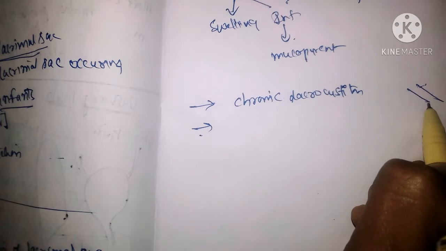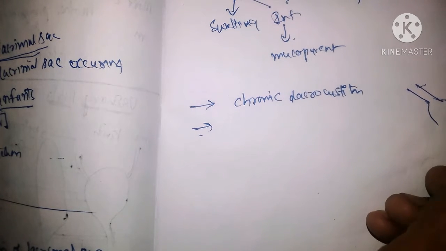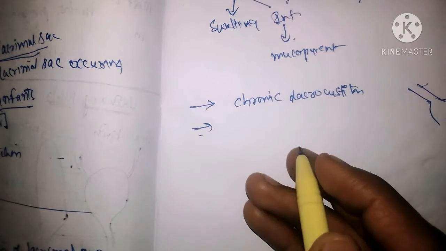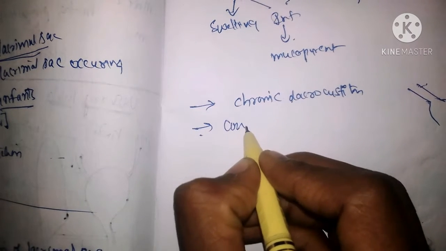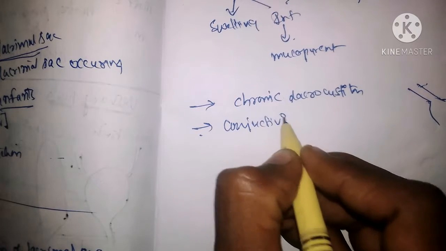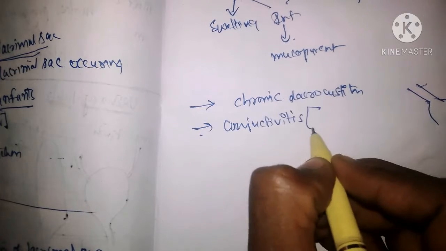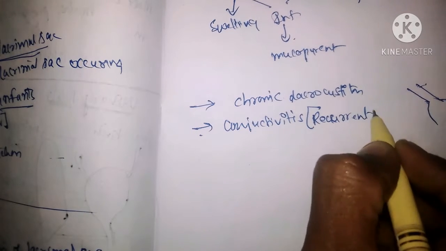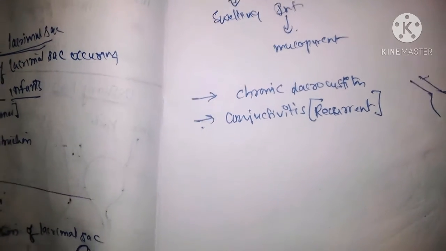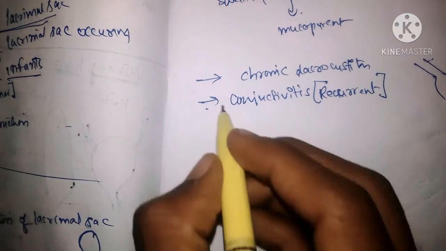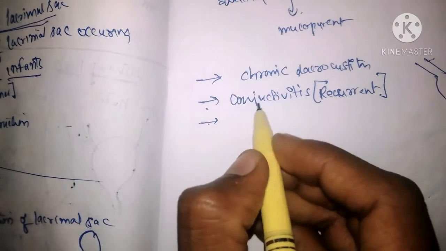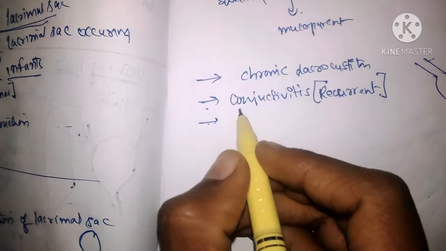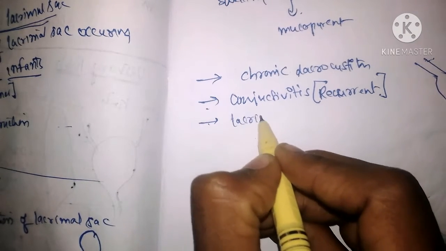So when there is infection in the sac, this infection can spread to the conjunctiva. This results in conjunctivitis, and most of the time it is recurrent conjunctivitis. Clear? Recurrent conjunctivitis. And you can also see that these infections can result in lacrimal sac abscesses.